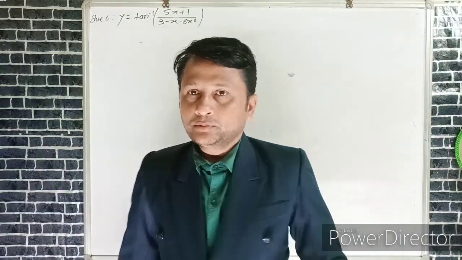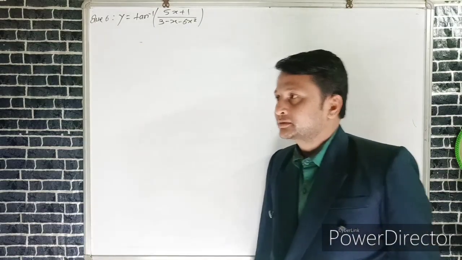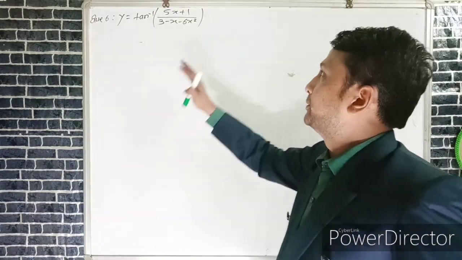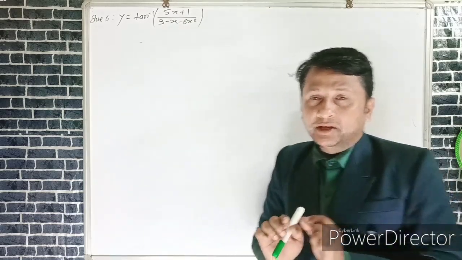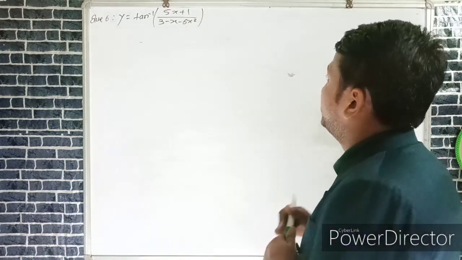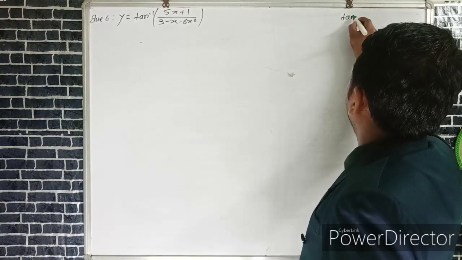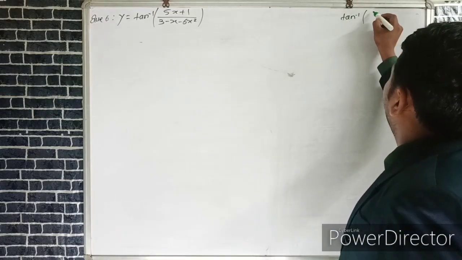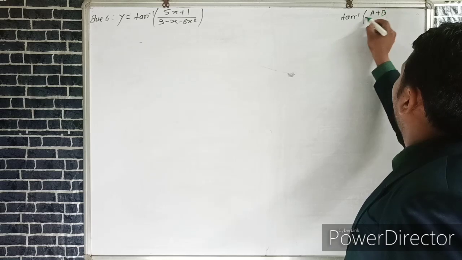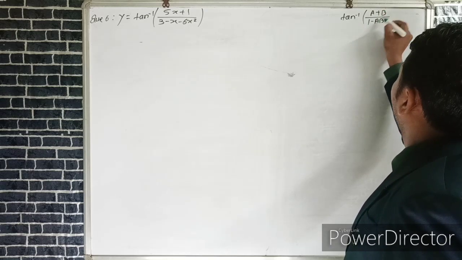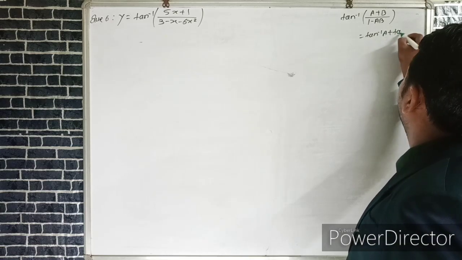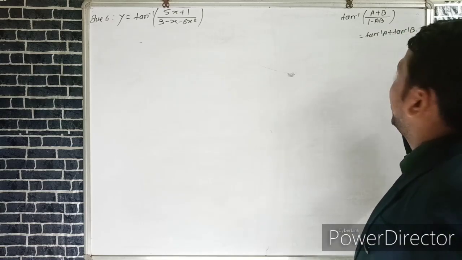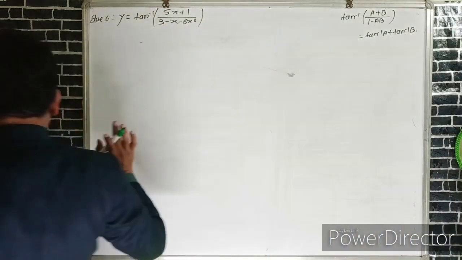Next example, which is of a somewhat different type. y is equal to tan inverse of 5x plus 1 upon 3 minus x minus 6x square. Here we apply only the rule of tan inverse of a plus b upon 1 minus a into b, which is equal to tan inverse a plus tan inverse b. By applying this rule, we can solve it.